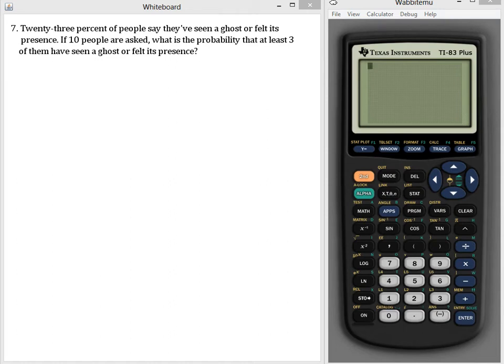Number 7. 23% of people say they've seen a ghost or felt its presence. If 10 people are asked, what's the probability that at least 3 of them have seen a ghost or felt its presence? The given information is only a percentage, so 23% of people, which means we're going to be using a binomial distribution here, because to work with normal distributions, you have to have a mean and standard deviation provided.